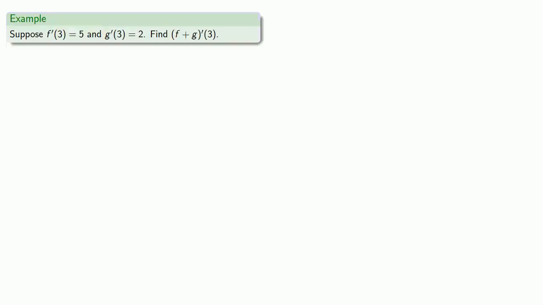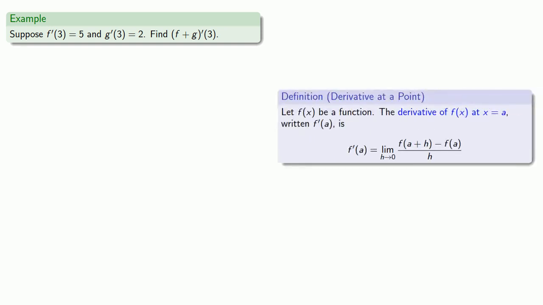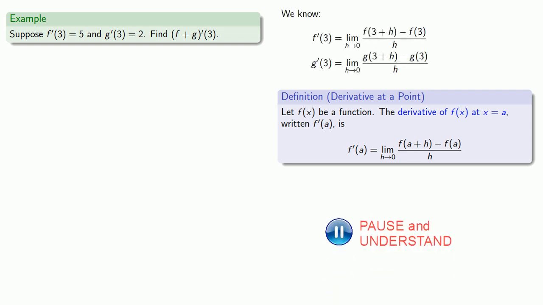So suppose I know the derivative of f and g at a certain point. Can I find the derivative of f plus g? That is to say, the derivative of the function that is the sum of f of x and g of x. So a good starting point is to ask yourself, what do I know? And since we know f prime of 3 and g prime of 3, then we know from the definition of the derivative that both of these are equal to the limit of a difference quotient. And so, while we might not know very much else, we can at the very least substitute in those difference quotients.